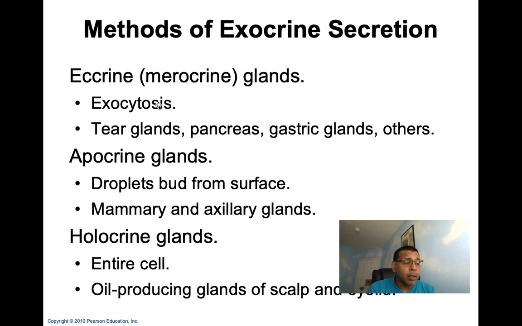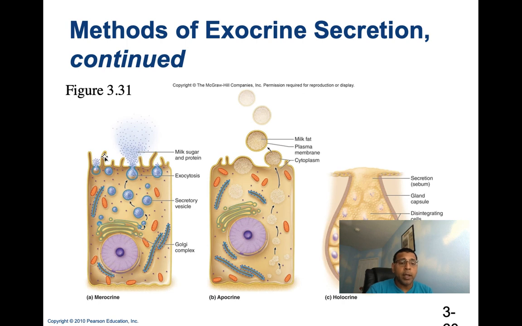We can also have holocrine glands, which are glands that accumulate their products within them until they rupture. For example, we have sebaceous or our oil glands. And then third, we have apocrine glands. Apocrine glands, here we can see, basically form droplets that bud from the surface. Mammary and axillary glands are examples of apocrine glands. And here we can see merocrine secretions, apocrine secretions, and then here we have holocrine secretions.